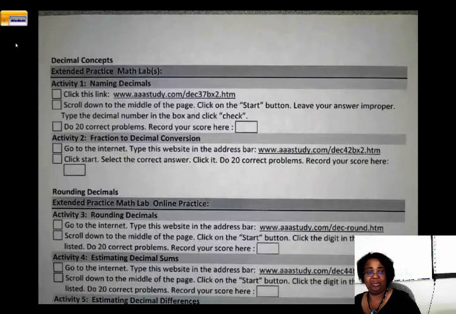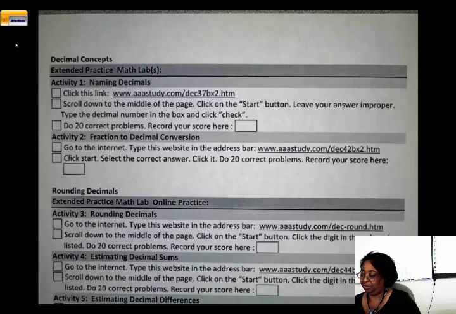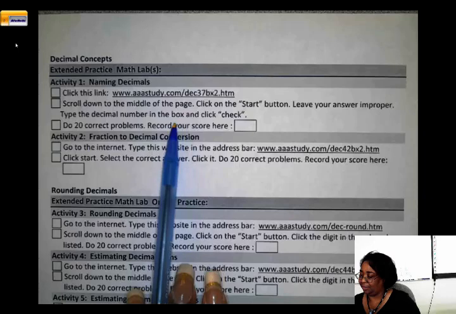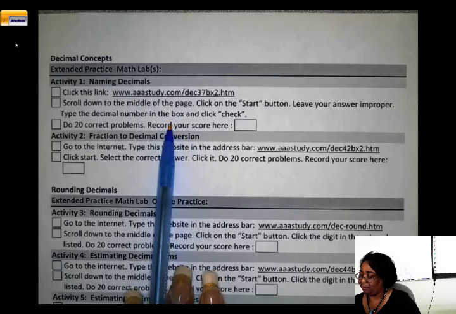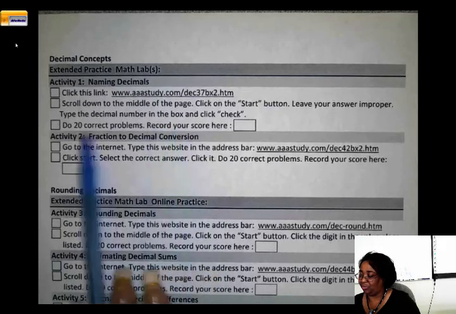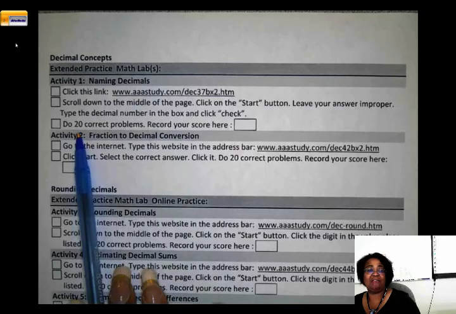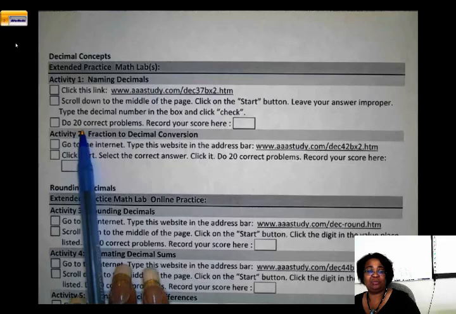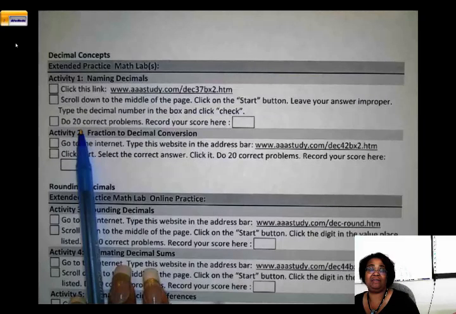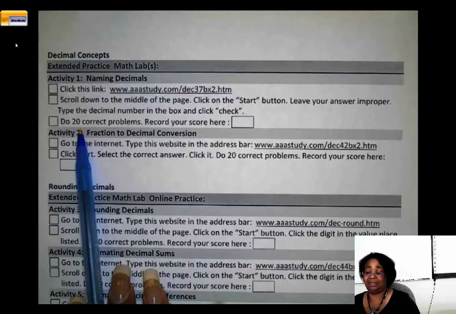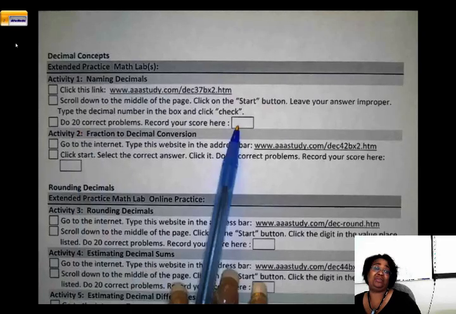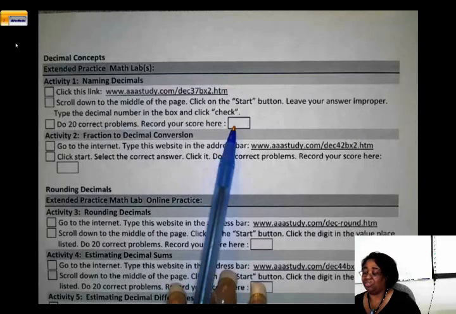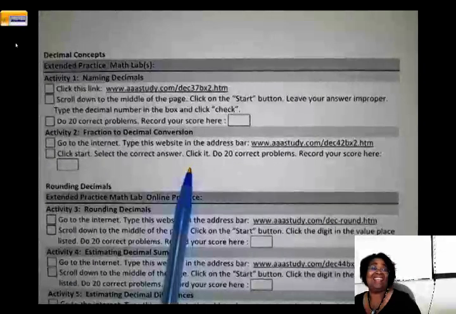On activity 1, where you're naming decimals, you're going to go to this website, you're going to click on start, you're going to type in the decimal number, and then you're going to check it. You do not stop until you have 20 correct problems. Once you know that 20 of your problems are correct, let's say you have to do 25 of them in order to get 20 that are actually correct, then you write down your percentage that you got right, and you can stop and go on to the next activity.